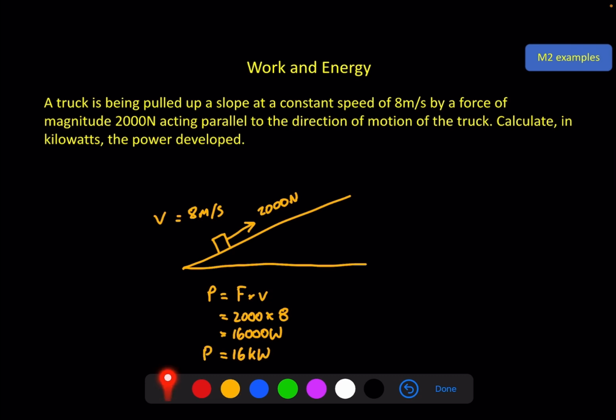Very quickly, a little bit of context here. You can see that there's a really big force here, but it says a constant speed, there's no acceleration. That obviously is due to the other forces which we haven't put on here, the component of the weight acting down the slope and any resistive forces. This is the pulling force, not the resultant force.